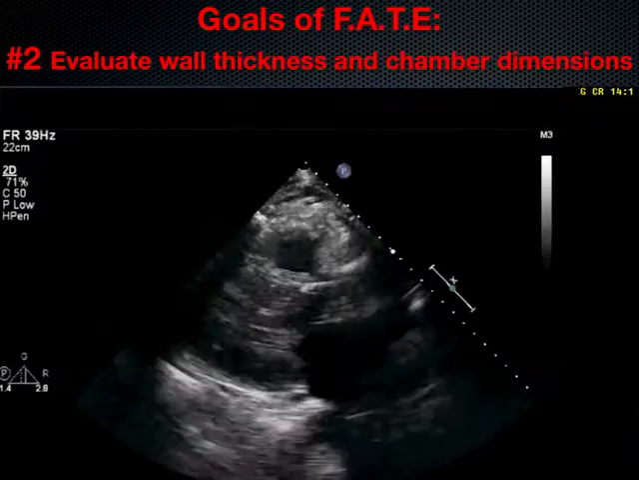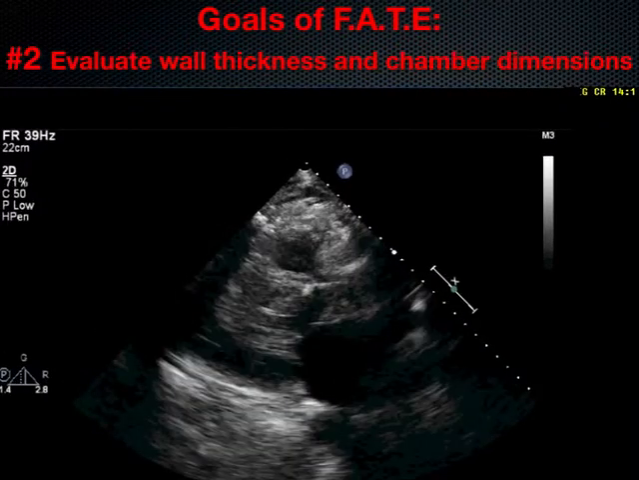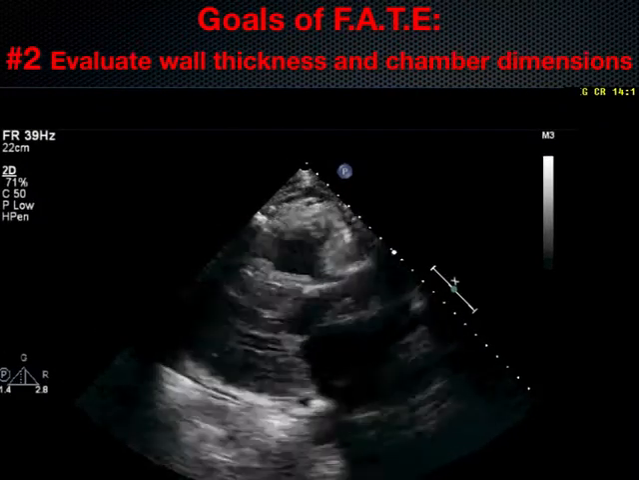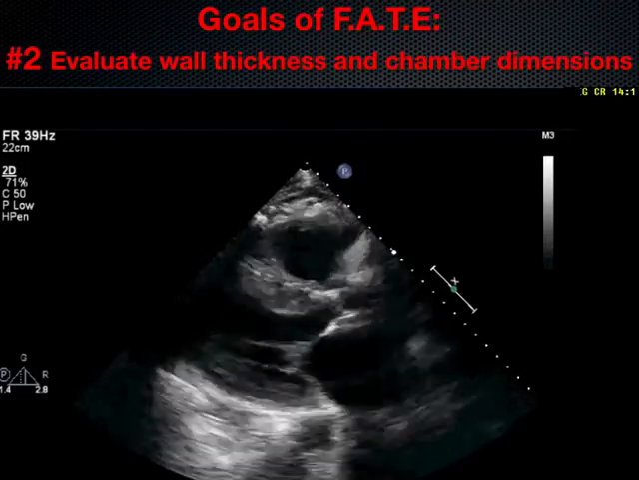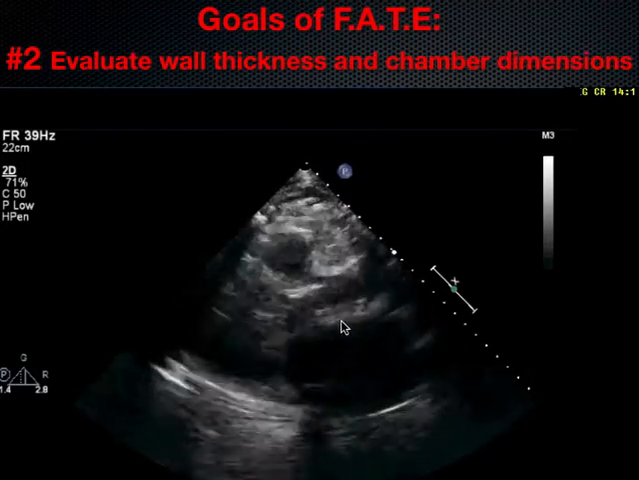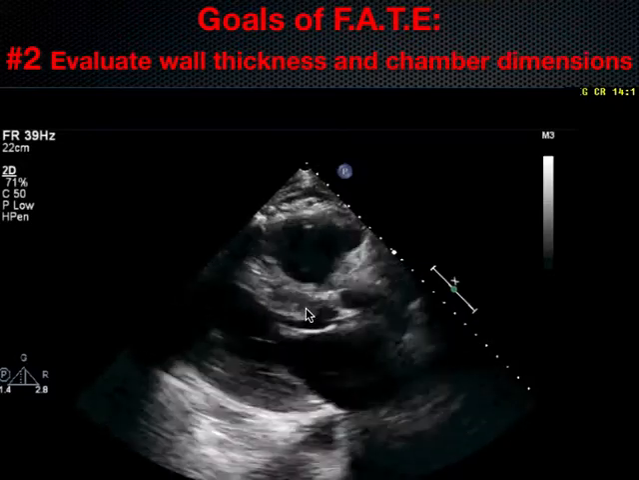And so as we do this, we look at this heart here, and what do you think about this heart here? We're looking at the overall chamber dimensions and the wall thickness. And so this is the interventricular septum here.